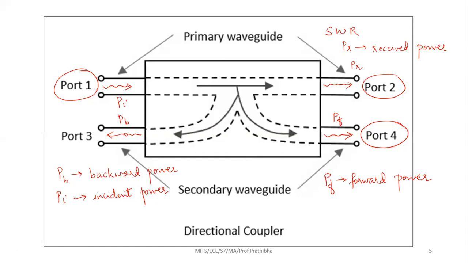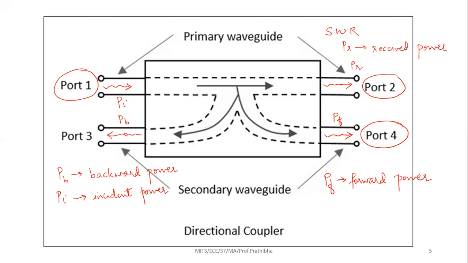So if the wave is incident from port 1, it couples power to 2 and 4, but it will not couple power to port 3. And if the wave is incident at port 3, it will couple power to 2 and 4, and it will not happen at port 1. That means 1 and 3 are isolated, 2 and 4 are isolated. Similarly, if I send anything from port 2, then it will couple itself to 1 and 3, and it will not get coupled to 4.